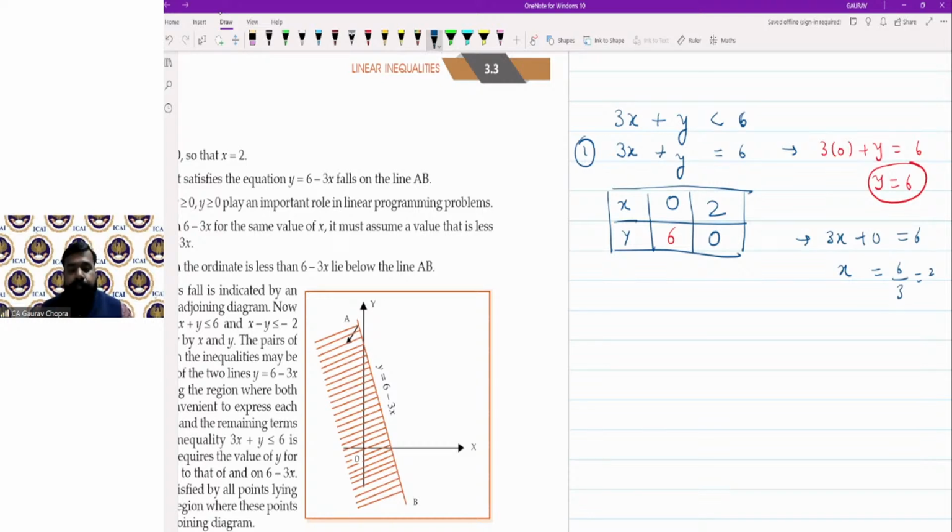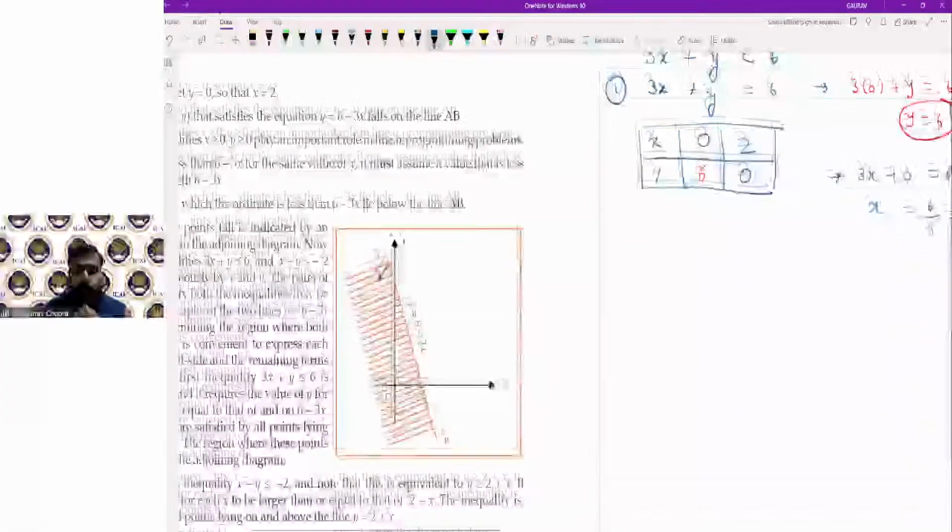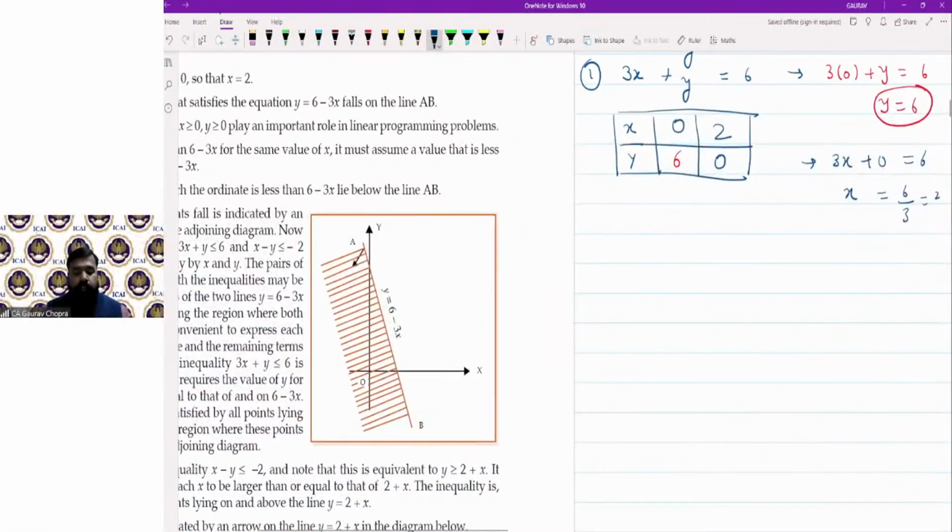Okay, everybody. Whenever we have to find out the coordinates, first of all, convert this into equality. After that, substitute any value you like. हम कोई भी वैल्यू पुट कर सकते हैं जो आपकी इच्छा हो, but the best is to put 0 and it will be easily computed. चलो ये हो गया. Then the next step is to plot the same on the graph.